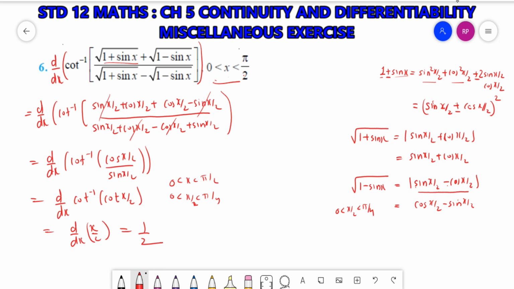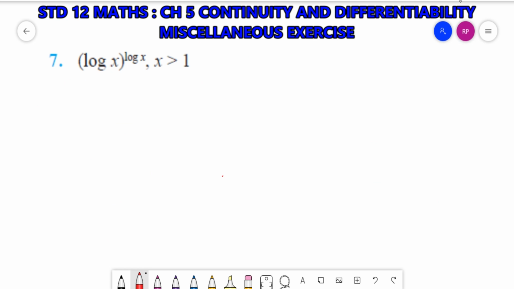Let's move to the next, that is question number 7. Question number 7, log x to the power of log x. So y equal to log x, and the power is log x. Okay, so we will use again the same formula, the shortcut for base to the power: b raised to p, where base and power both are functions of x, b raised to p into d by dx of p log b. We will use this shortcut.